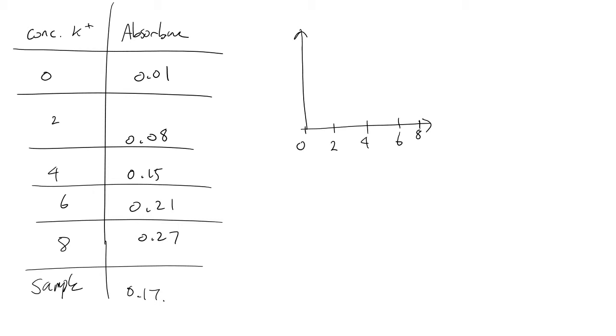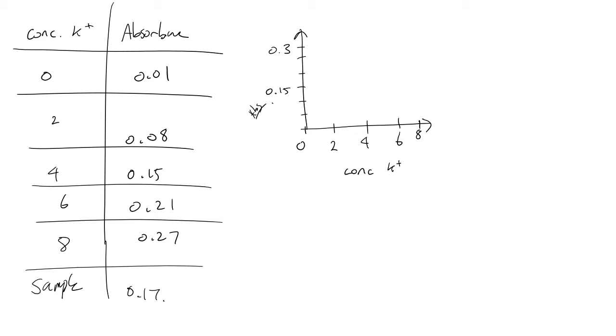And then say that's 0.3 up there. And this is 0.15. So yeah, there we go. And now let's plot the table of values on the graph. Don't forget to label, by the way, concentration of potassium ions, and the absorbance.